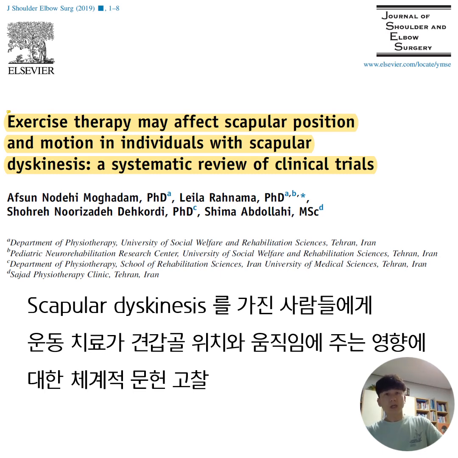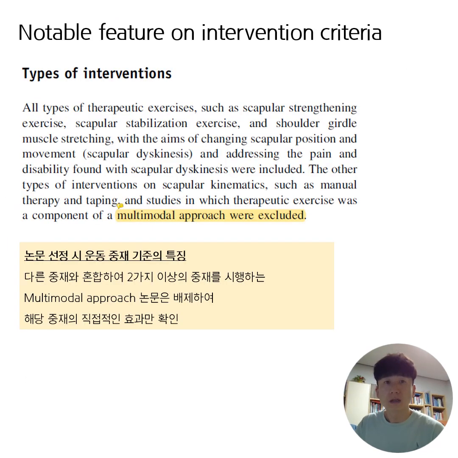First article is a review article which shows how the exercise intervention affects scapular position and motion in an individual with scapular dyskinesis. Interventions that were multimodal, which combines more than two methods, such as manual therapy with exercise or taping with exercise, are all excluded. Other criteria follow the general common ground of the studies.